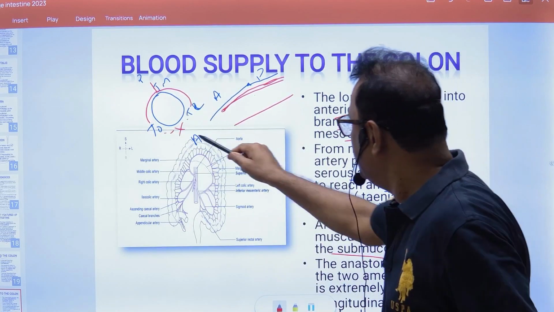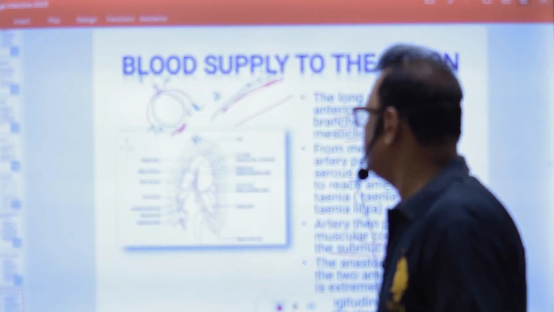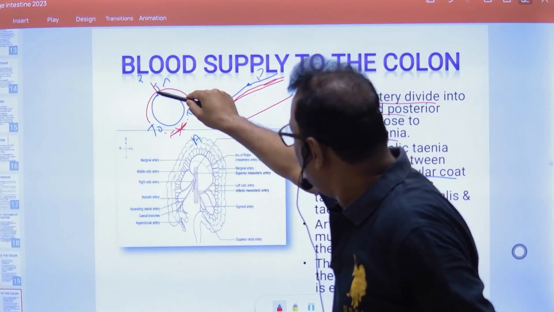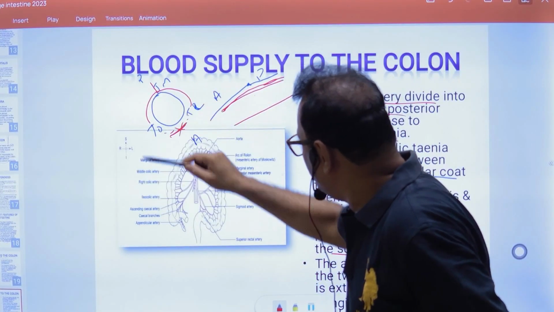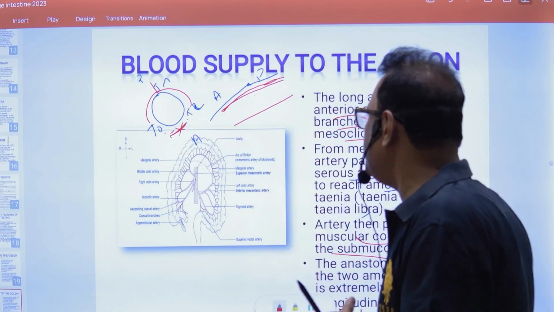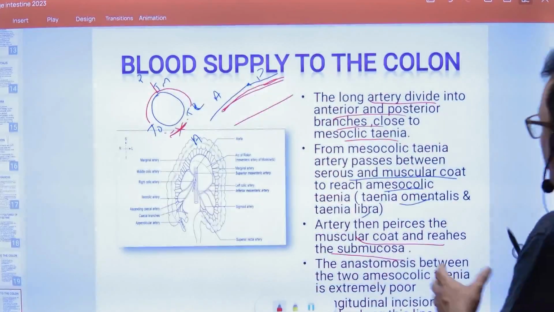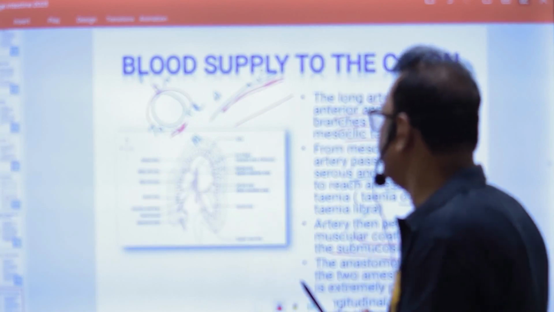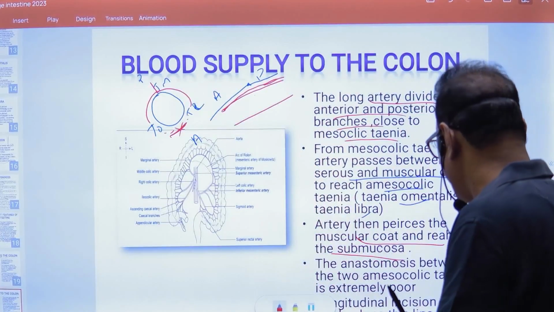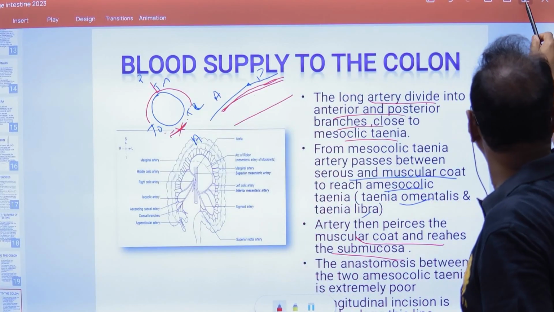So the incision can be taken over here, from the taenia mesocolica, coming toward the omentalis and going toward the taenia libera. But between the taenia omentalis and the libera, we have very poor anastomosis.